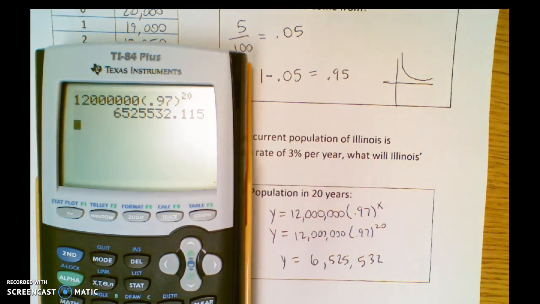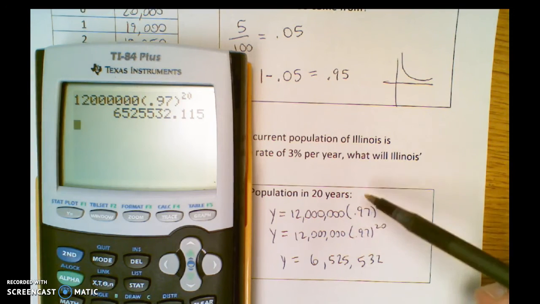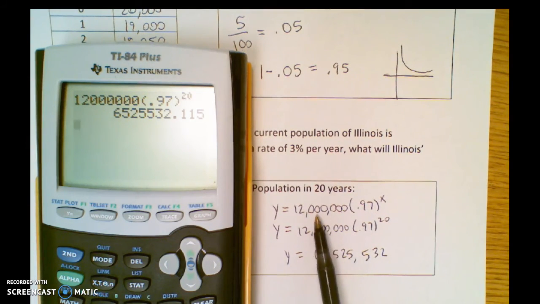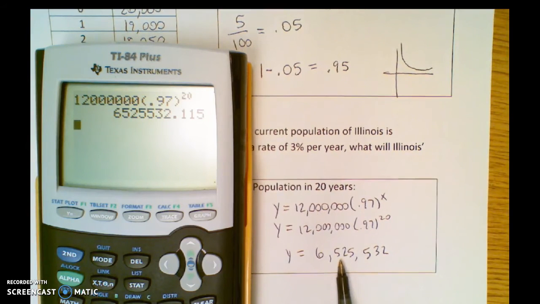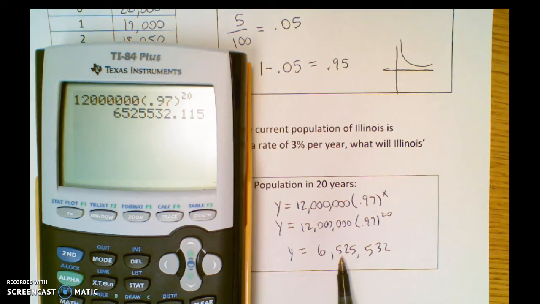So again, when you're doing these problems, think about your answers in terms of the context of the problem. We're saying that Illinois' population is decreasing. So it's decreasing 3% each year for 20 years. For your answer to make sense, this number should be smaller than the original number. And in this case, it is. You started with 12 million, and then in 20 years, it drops to about 6.5 million. That's a decrease. So that's how you can check your answers.